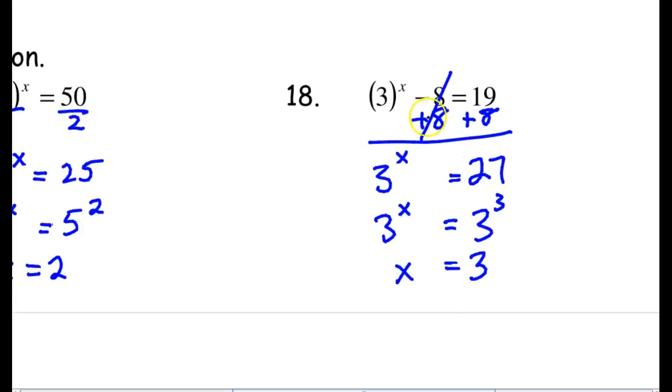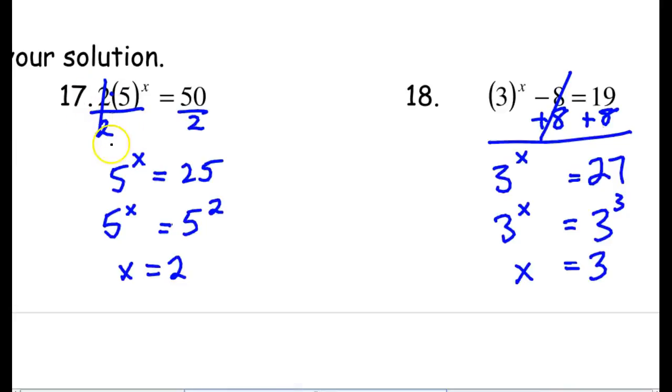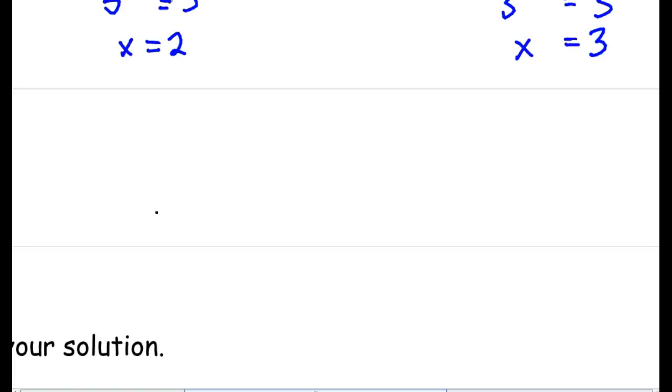Same way we do with normal equations. If it's subtraction, we have to add. If it's multiplication, we have to divide. So those have not changed. The steps have not changed.